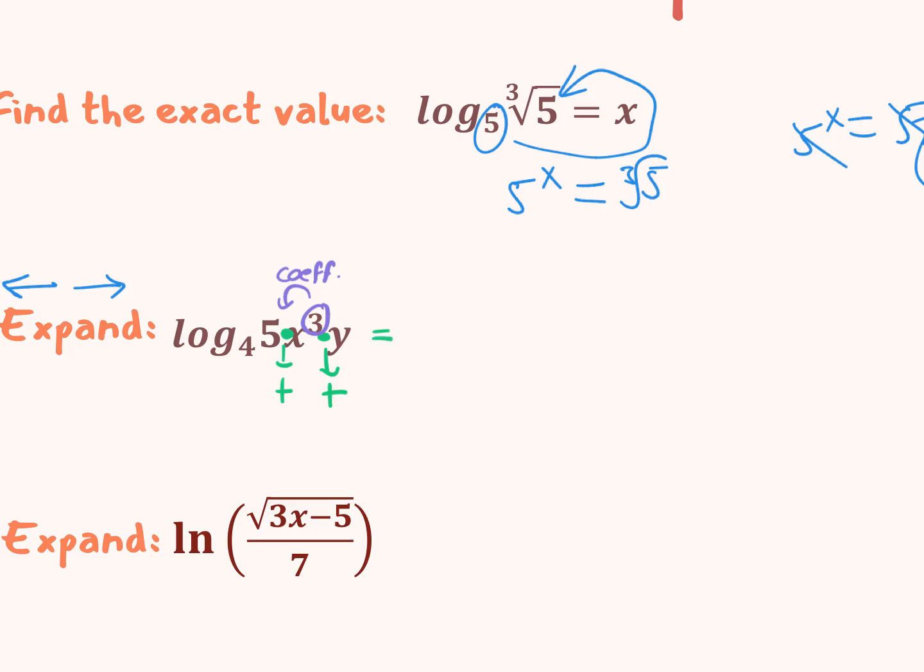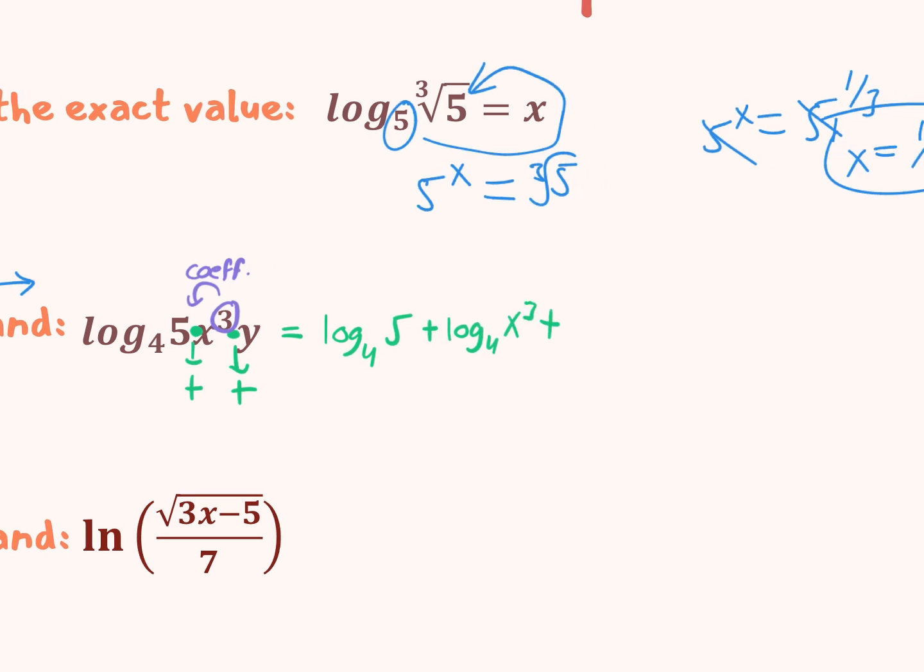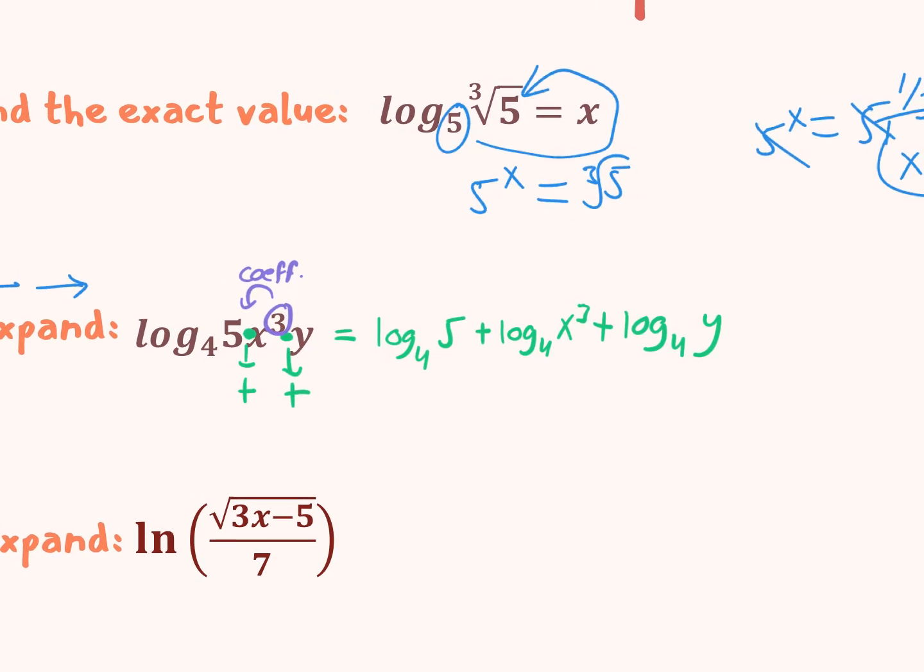So the first thing I'm going to do is turn all of my multiplication to addition, right, between logs. I have a log base 4 of 5 plus a log base 4 of x cubed plus a log base 4 of y, right? So these expressions are equivalent, right? All I did was I expanded it. So now we have multiple logs in one single problem.